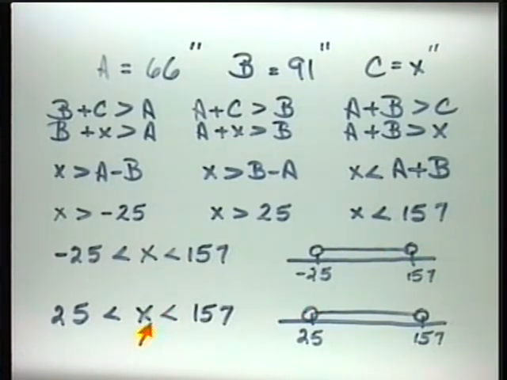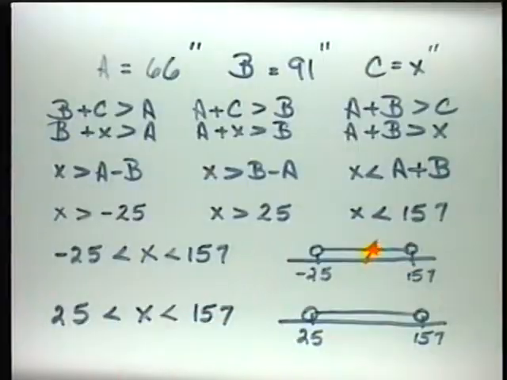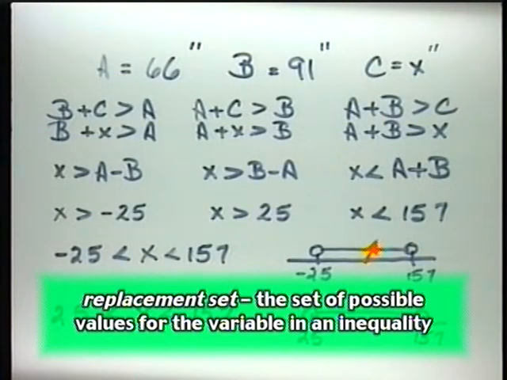The next compound inequality we have is X is greater than 25 and less than 157. Again, the same type of number line to represent this inequality exists, since X is greater than 25 with the line going to the right, and X is less than 157 with the line going to the left, ultimately meeting. In the information we just viewed, we saw developed what's called replacement sets. Replacement sets are the sets of possible values for the variable in an inequality.